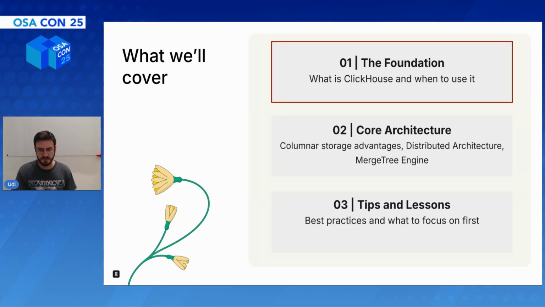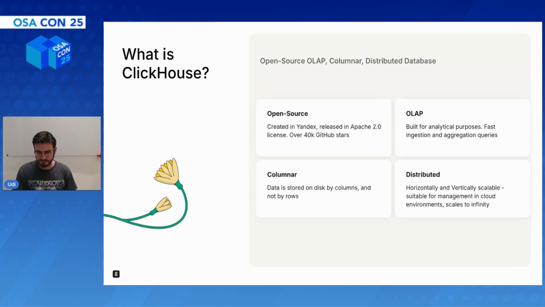So let's start with what actually is ClickHouse. ClickHouse is an open source OLAP columnar distributed database. Let's break these four terms down. ClickHouse is open source. It was created initially internally at Yandex, but it is now released under the Apache 2.0 license. It is actively and very rapidly developed, and its code is available on GitHub. It's run by an independent company called, surprisingly, ClickHouse, which also offers managed cloud deployments of ClickHouse called ClickHouse Cloud.